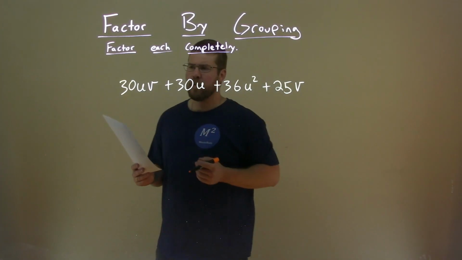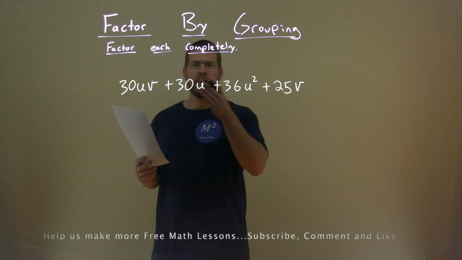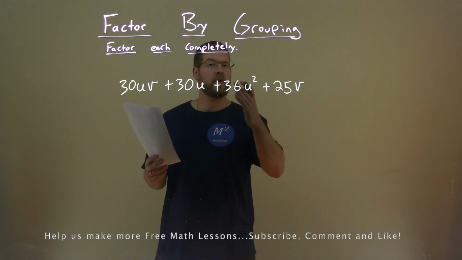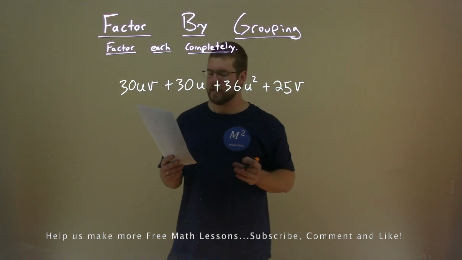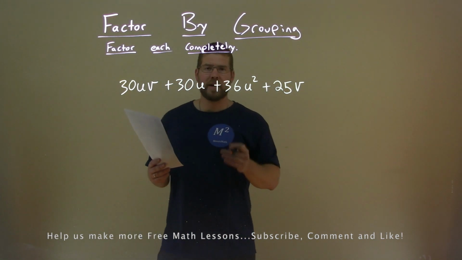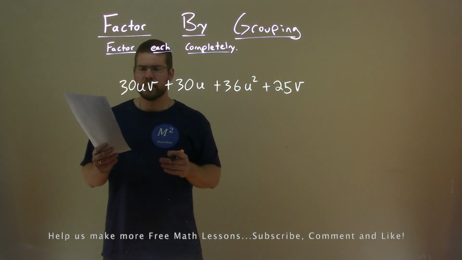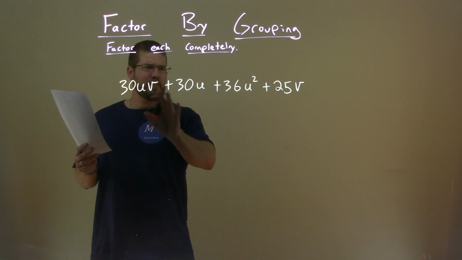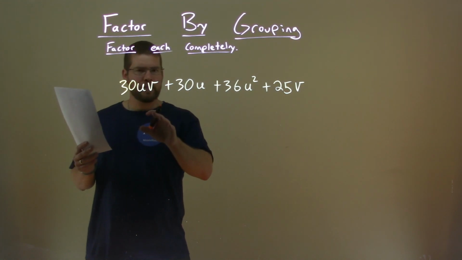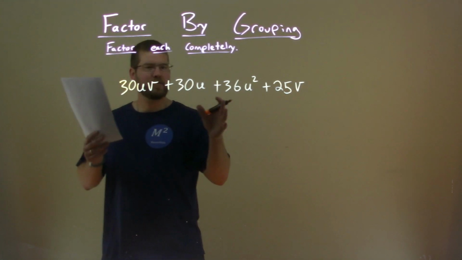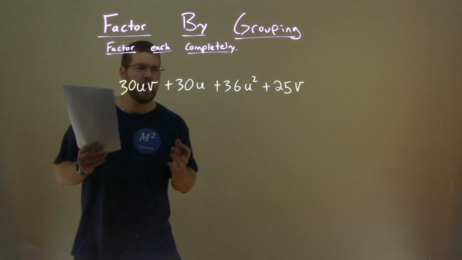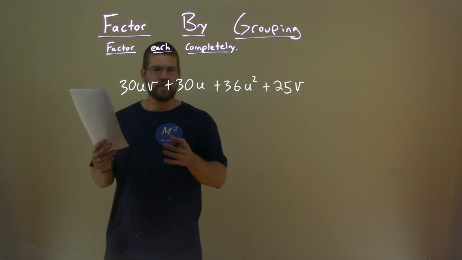We're given this problem right here, 30uv plus 30u plus 36u squared plus 25v, and we want to factor this completely. Well, notice they might not necessarily be in the best order, so I'm going to rearrange this to have some of my similar terms together, but I'm being smart about it, okay?